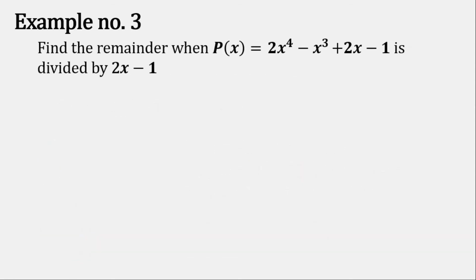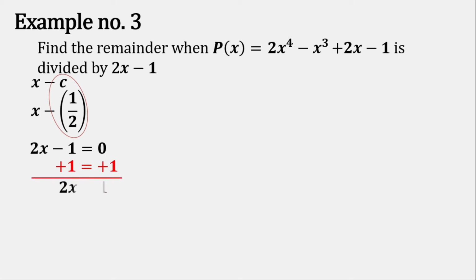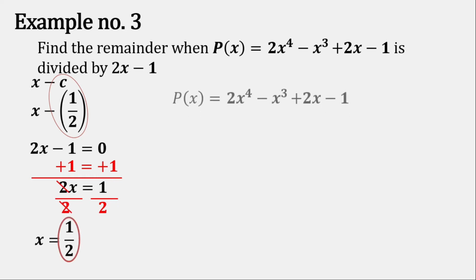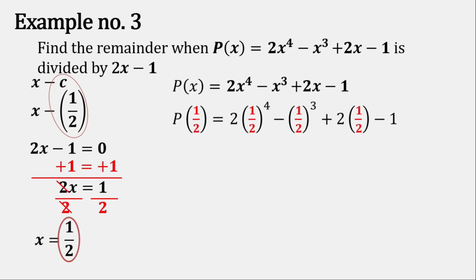Find the remainder when p of x is equal to 2x raised to 4 minus x cubed plus 2x minus 1 divided by 2x minus 1. Again, let's find the value of c, and that would be 1/2. If you're having trouble using this kind of method, you could just equate 2x minus 1 to 0, then find the value of x, because the value of x is equal to the value of c. So x is 1/2, so therefore let's substitute 1/2 to the value of x.